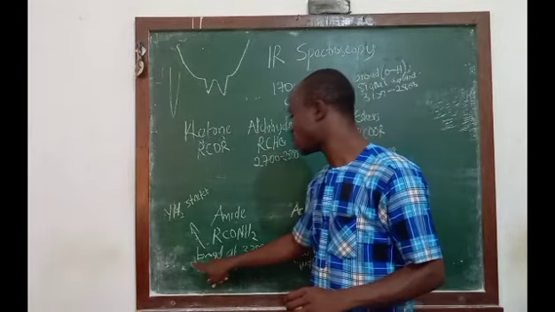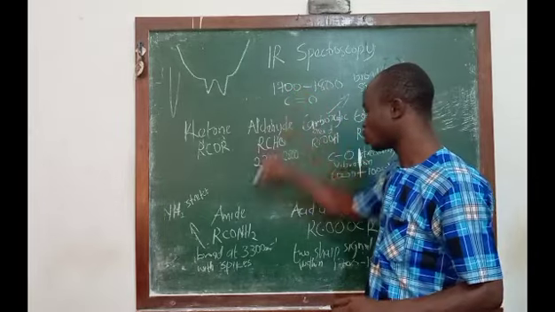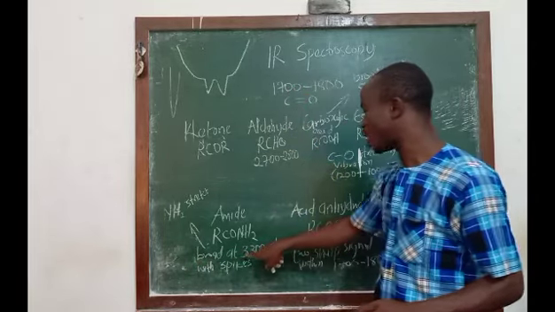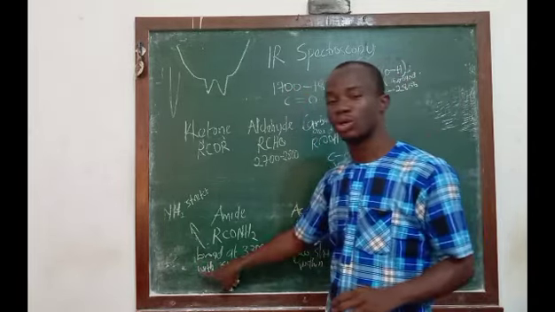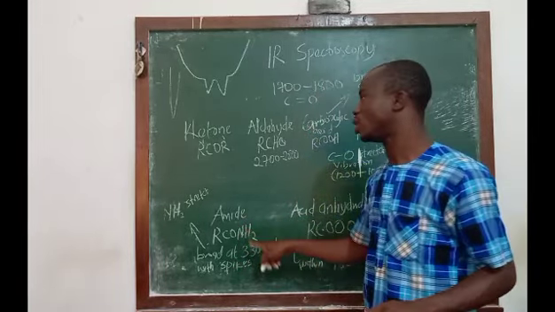carbonyl compounds, you always see, apart from this signal for carbonyl, you also see a broad signal at around 3003 with what? With spikes. That is how to identify an amide.